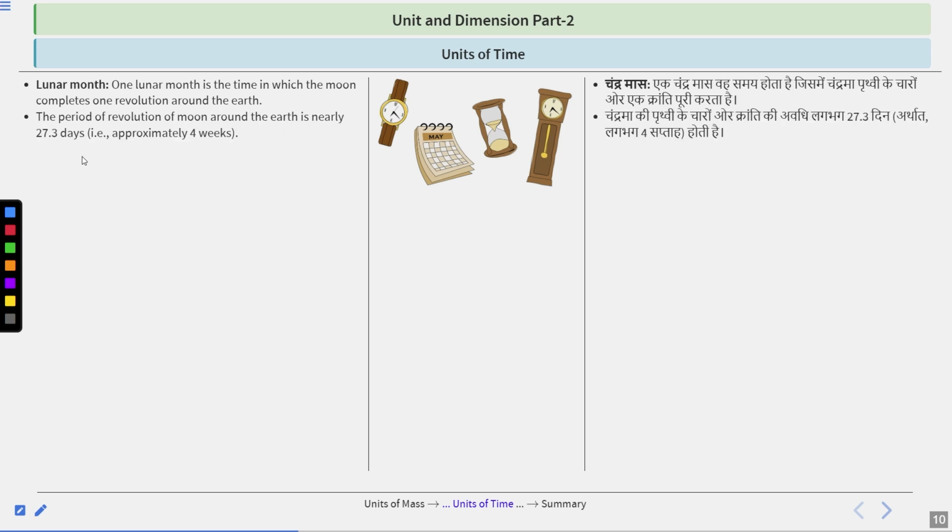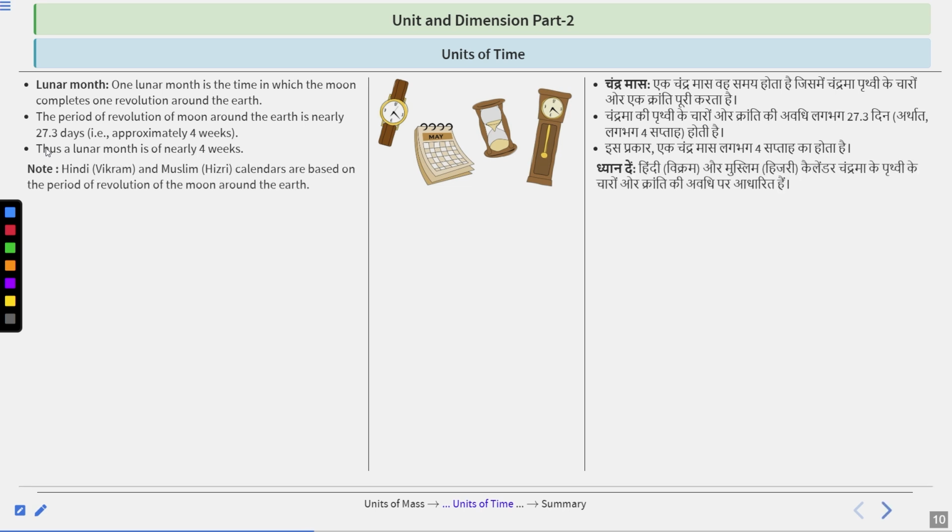If we go by specifics, we could say the period of revolution of the moon around the earth is nearly 27.3 days, approximately 4 weeks. But there is another condition also. 27.3 days is the case most of the time. Sometimes it is nearly 29.3 days also. Thus, our lunar month is nearly 4 weeks.